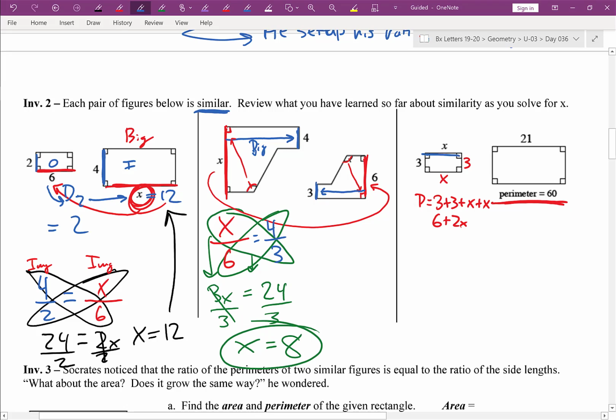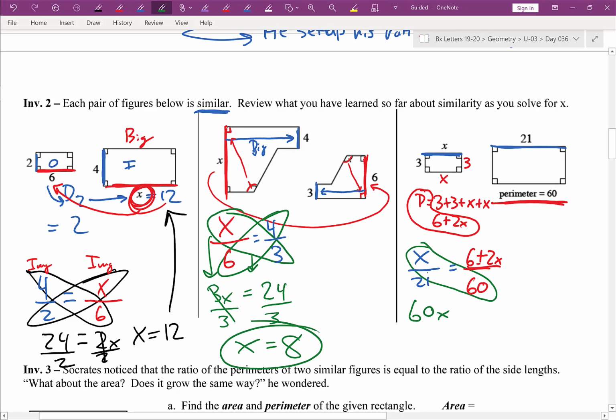I'm going to take that top part, x, which compares to that 21, and I'm going to set it equal to my perimeter. I'm going to compare the perimeter of the little to the perimeter of the big. And that will work for this problem. 6 plus 2x. And if I do my cross multiplication, that's 60x. And then I just got to be careful with this. This is 21 times the quantity, 6 plus 2x.